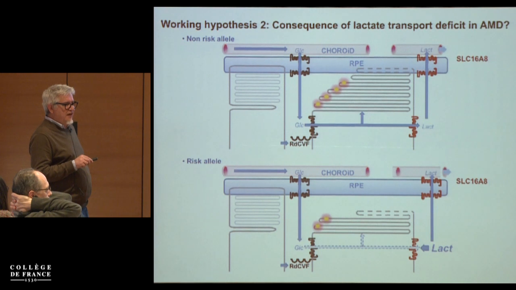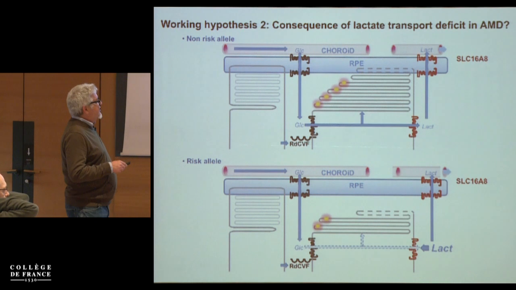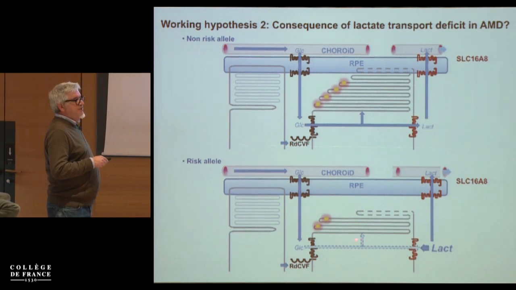So the hypothesis here is that the risk allele in SLC16A8 will cause an increase in lactate, or a tendency to increase the lactate in the retina, and you will be counteracting the aerobic glycolysis. So the cone outer segment will also be reduced, which is what is observed in age-related macular degeneration at the fovea.